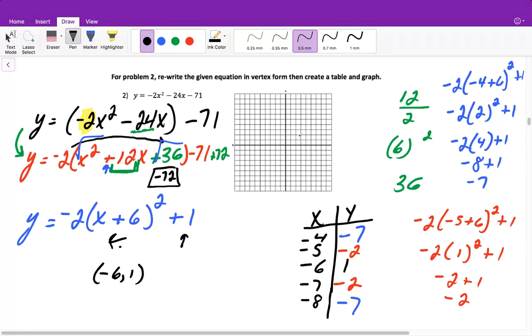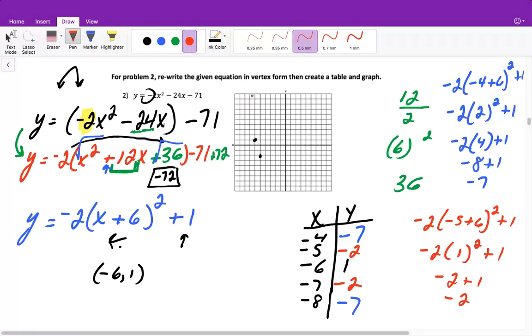Now we just plot the points. (-6, 1). So 1, 2, 3, 4, 5, 6. Up 1. I know since this is negative, I know my graph's facing downwards. So a lot of you guys are making mistakes, even though we know that this means we're reflecting. Right? Then it is (-5, -1).